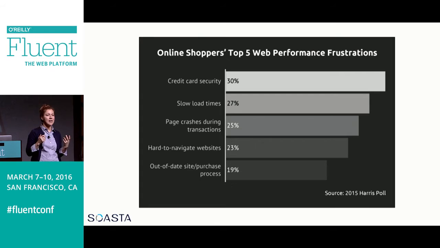And the thing that was not surprising was that the number one thing that people are concerned about is online security. No surprise there. But second and third are issues around performance and availability. Almost a third of people are troubled by slow load times, and about a quarter of them are really bothered by sites just being unavailable or pages crashing during transactions.